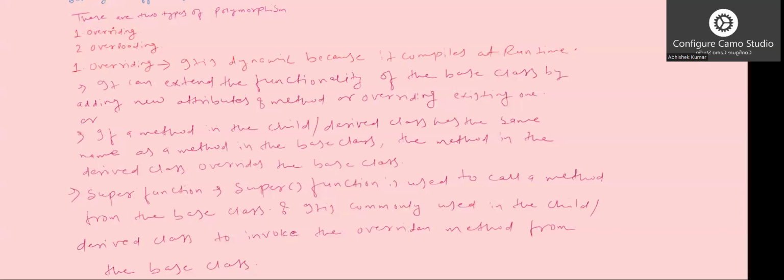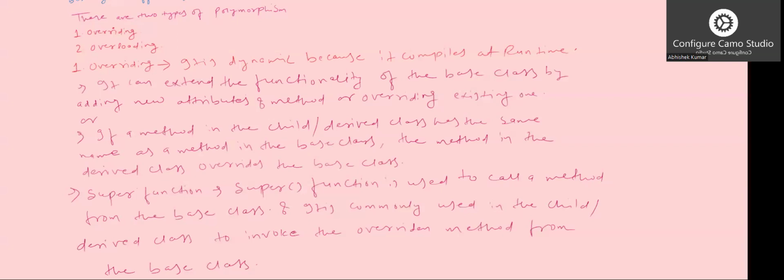So hello all. Today we are going to learn overriding. So what is overriding? In polymorphism, there are two types of things. First is overriding, second is overloading. So today we are going to learn overriding. It is dynamic because it compiles at runtime. So because it is dynamic in nature, overriding compiles at runtime.